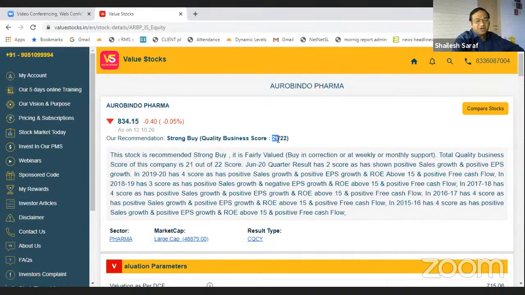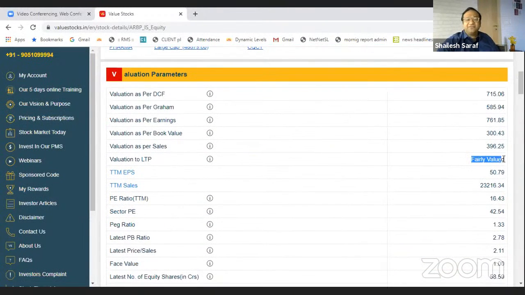All good stocks people are talking about. The score is 21/22. Again, a strong buy. Let's check whether it is undervalued or overvalued. Go down. It is again fairly valued. Fairly valued means you can buy at a previous week low. So you can go, what is the current price, Vikash?